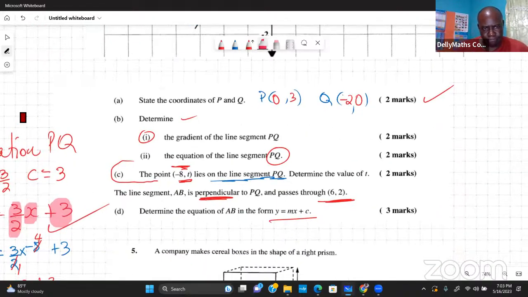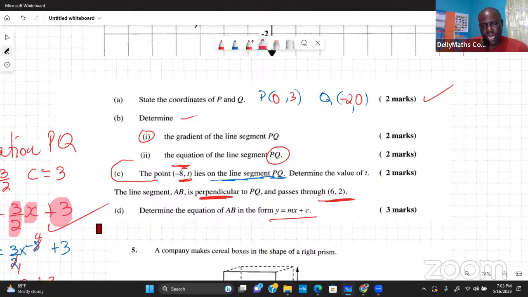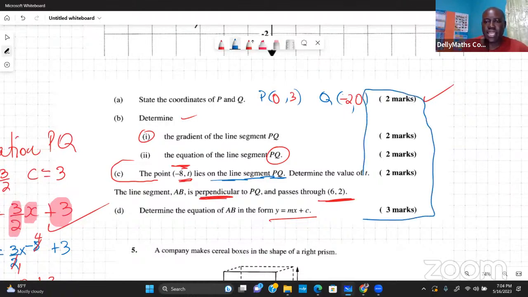Coordinate geometry, done. And they did ask a number of questions, checking on a number of things. They have a lot more questions that they can ask, but guess what? You could get all of those marks easily.